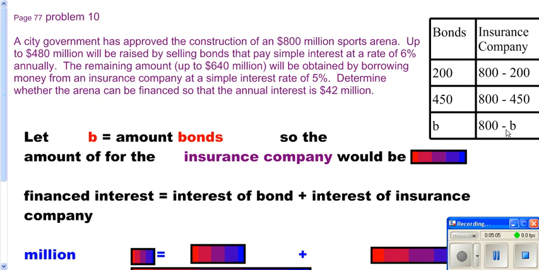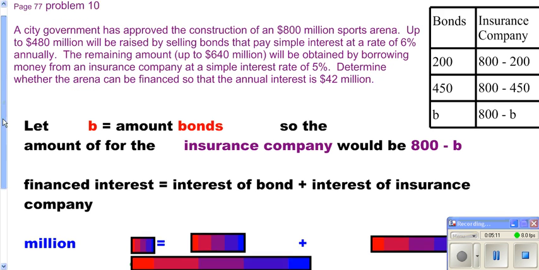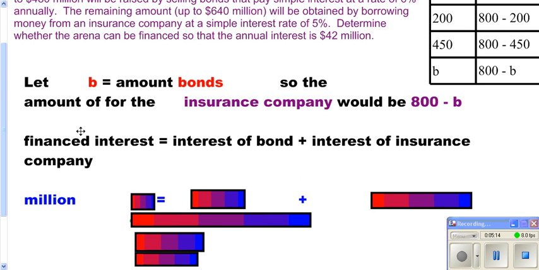And so what we have for our insurance company is 800 minus B. Well, what we're looking at here is our finance interest plus our interest from our bonds plus our interest from the insurance company. Our total finance interest is made up of these two. We know our total finance interest is 42 million.